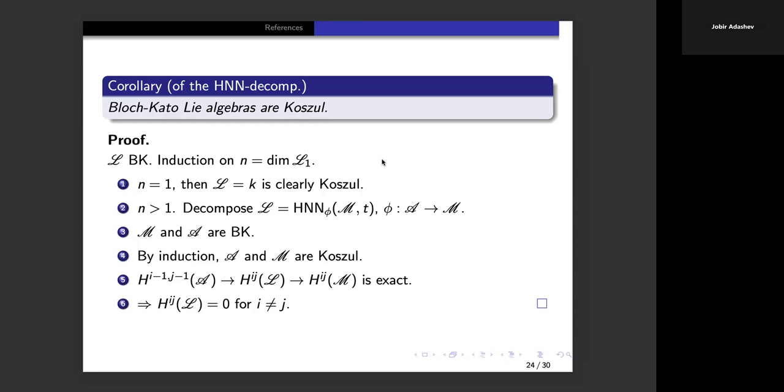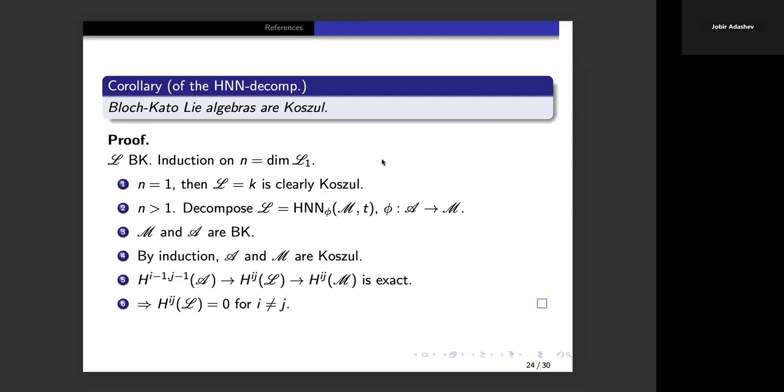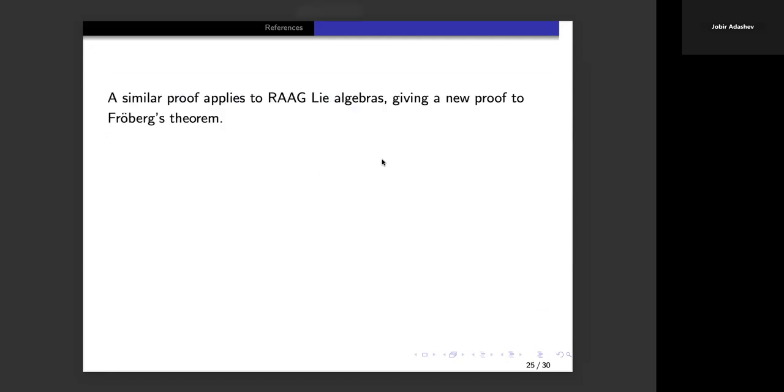This is apparently much stronger than requiring the property of being quadratic and locally quadratic, so to speak. Notice that a similar proof of this result applies to right-angled Artin Lie algebras, giving a different proof to Froberg's theorem. In fact, we can do the same by changing line 3 into: M and A are not block-Cato, but right-angled Artin Lie algebras, and then all that follows is still true. Okay.